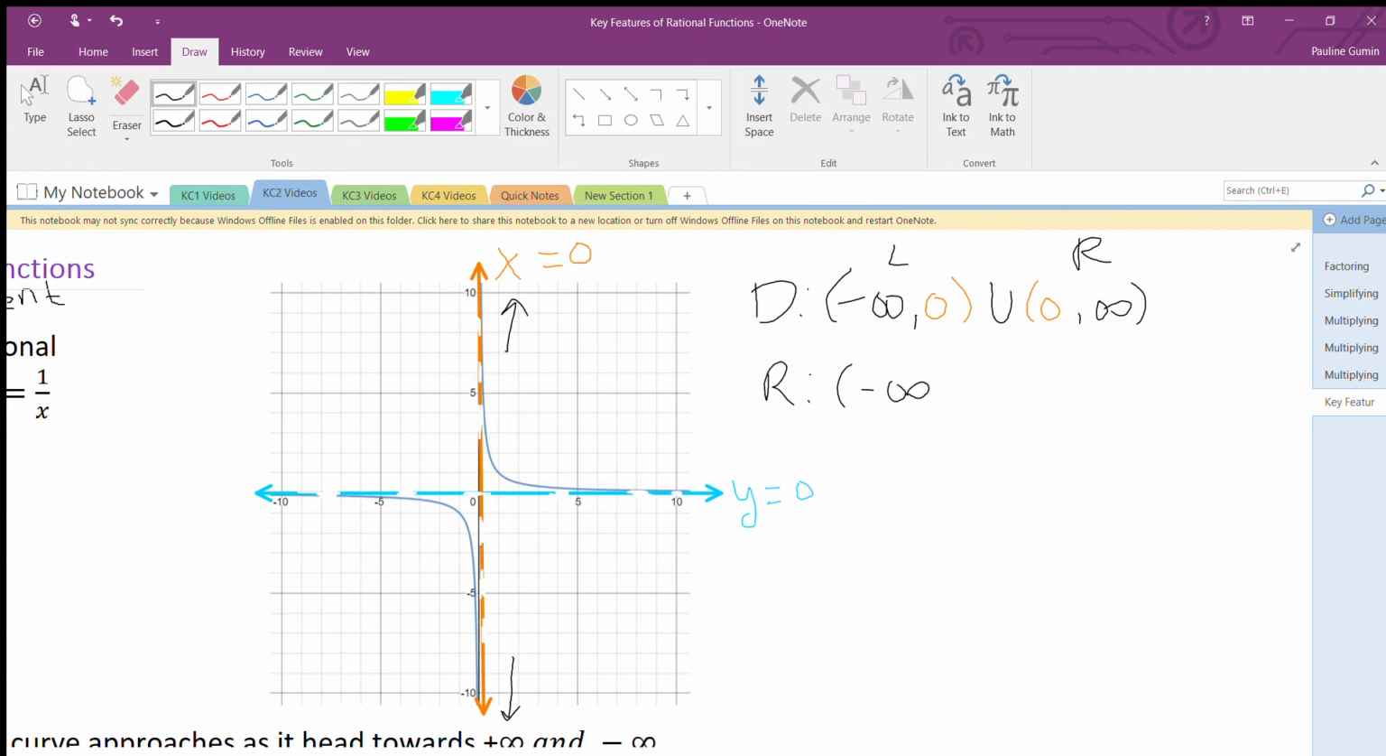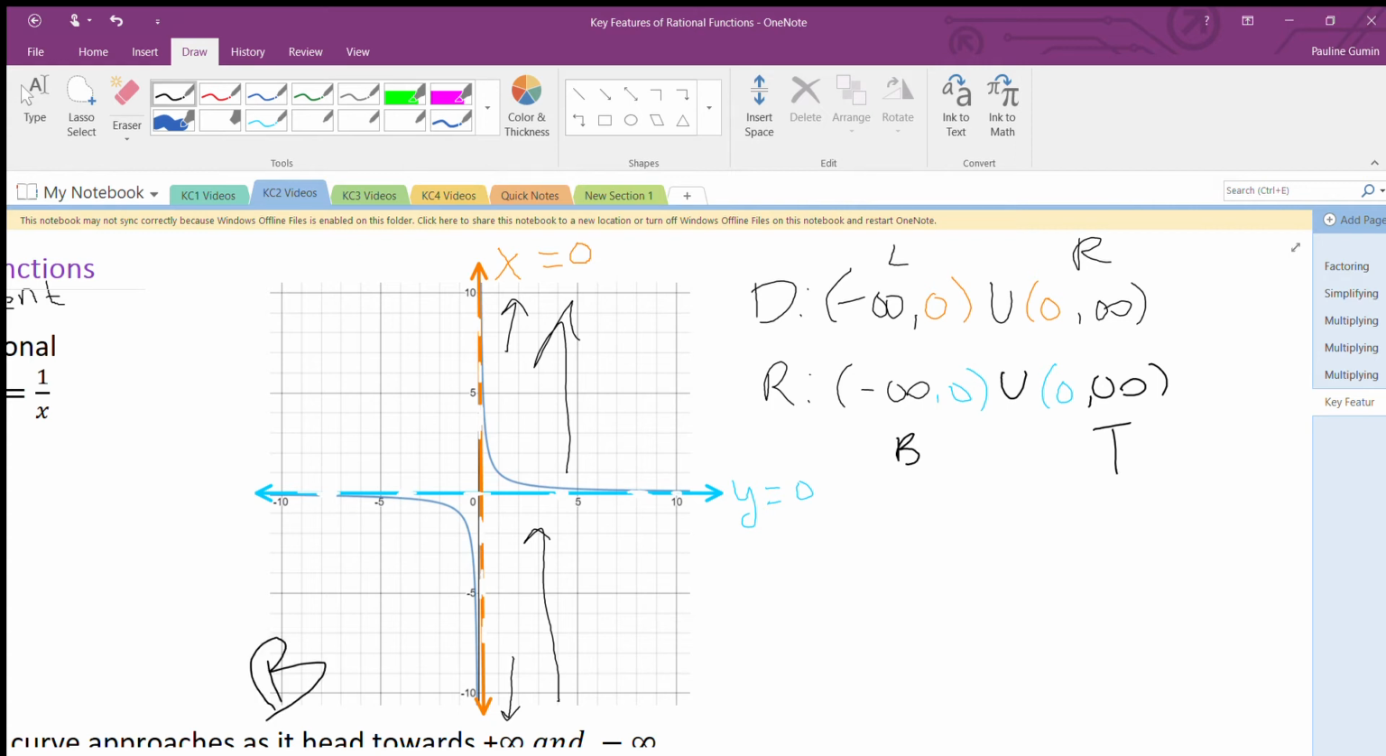However, you may notice that we have a horizontal asymptote that gets in the way. So as we're going from the bottom to the top, we have to skip over our asymptote, which means we're going to write it in a similar way as our domain. We are going to skip over 0, and we are going to go from 0 to positive infinity. So in this case, that's our bottom, this is our top. So the bottom and top versus left and right.